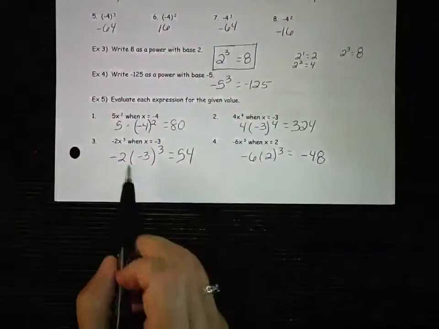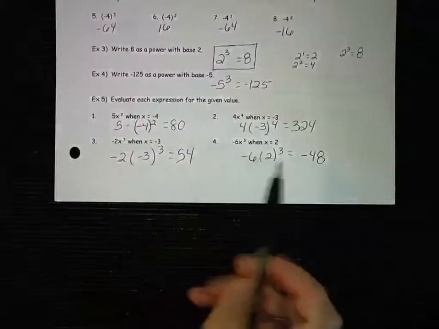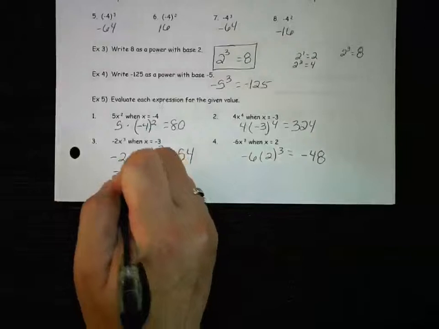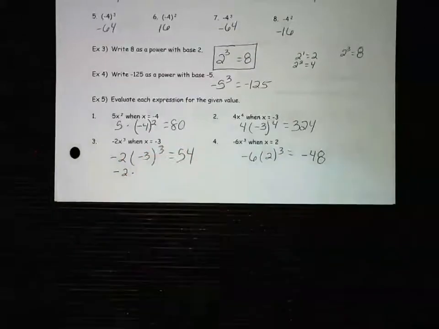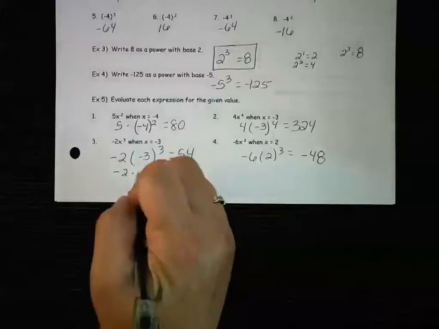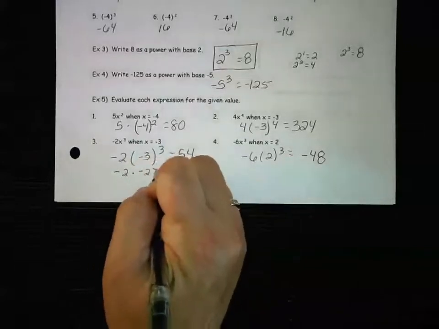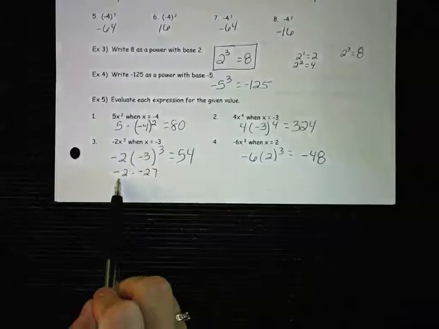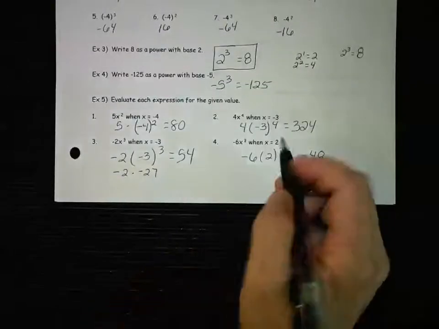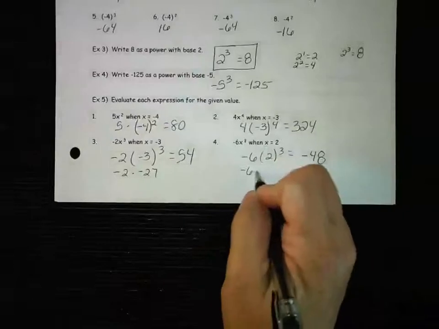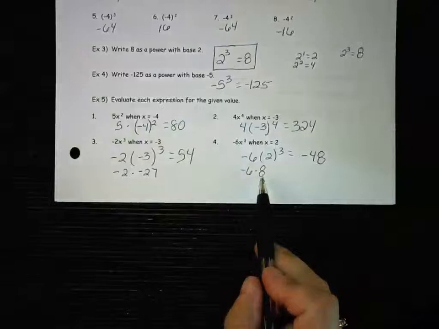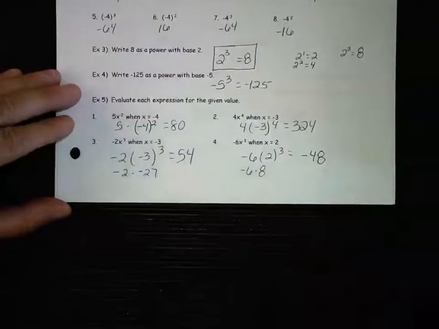And let me show you one more thing with these last two questions. If I had shown a little bit more of my work, this would have been negative 2 times negative 3 to the 3rd power, which is a negative 27. And the negative times the negative made it the positive. And right here, if we would have worked this one out, negative 6 times 8, we have a negative times a positive, so our answer is still negative.